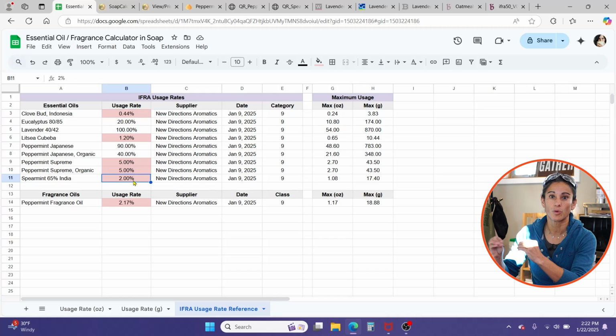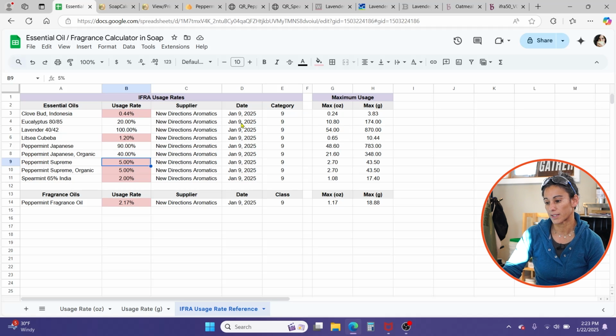Now I use 6.25%, which is that 1 ounce per pound of oils. And so anywhere that I saw something that was over 6.25%, I highlighted it. And this is just a visual reminder for me that when I'm using that essential oil, I need to be cautious of my blend. I want to make sure that my blend is going to be safe to use for everybody and that it follows the IFRA usage rate guidelines. Okay, I also included the supplier in here, the date that I looked this up, because the date is important because sometimes, as I said, those new IFRA guidelines come out.